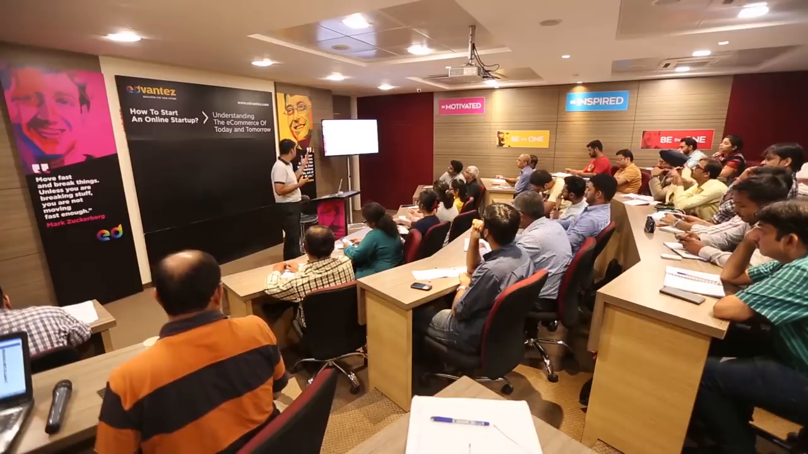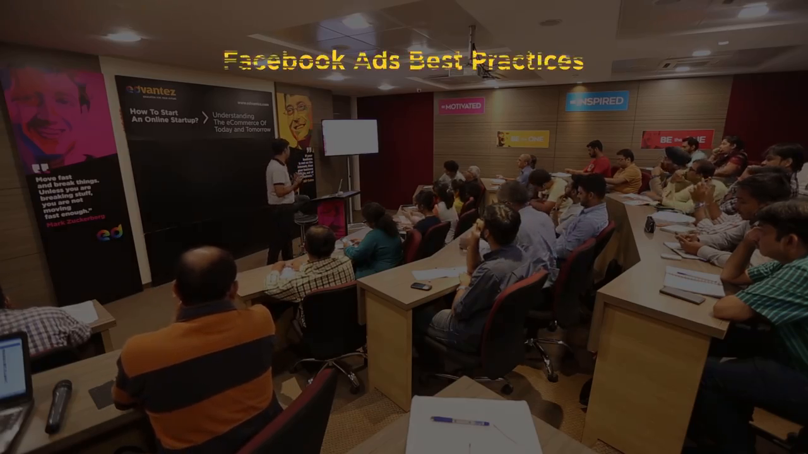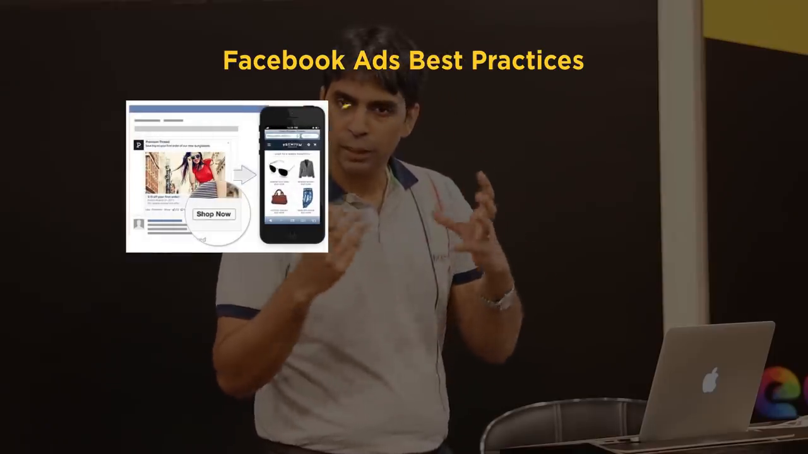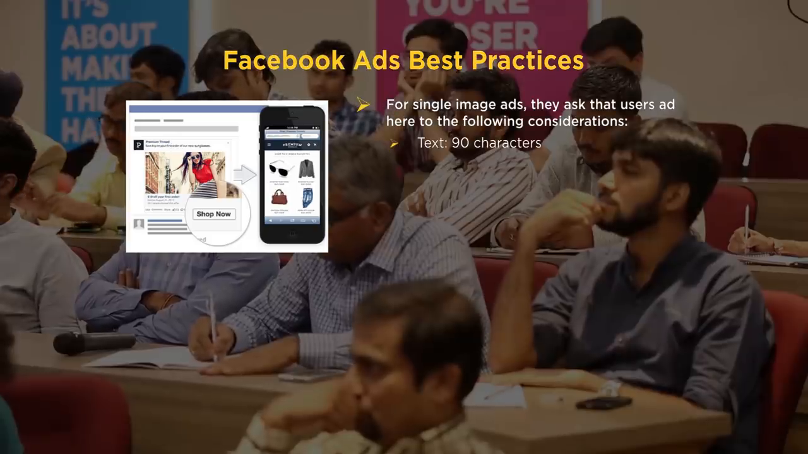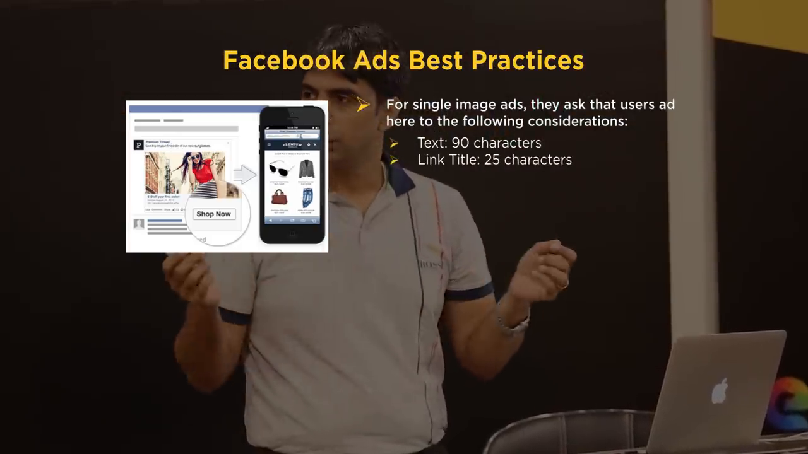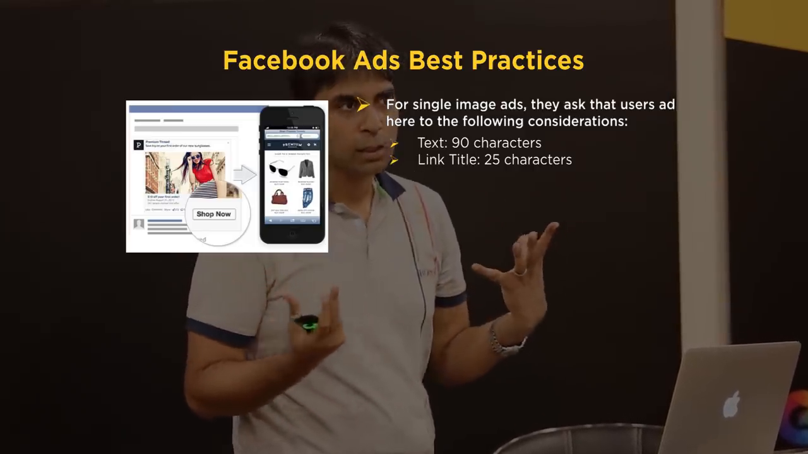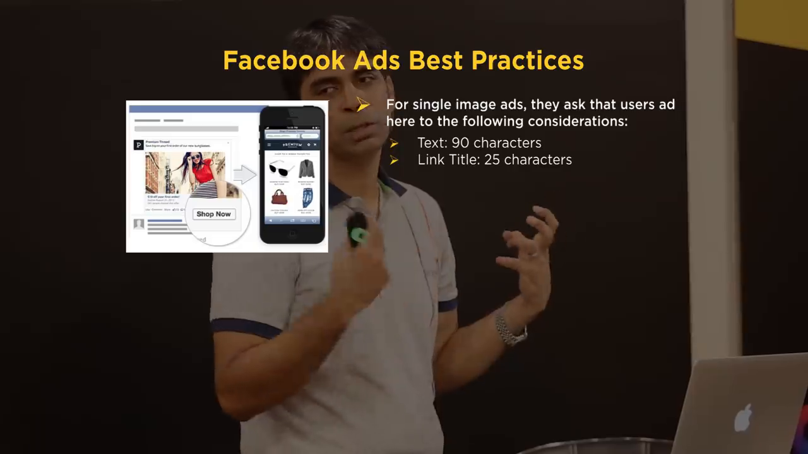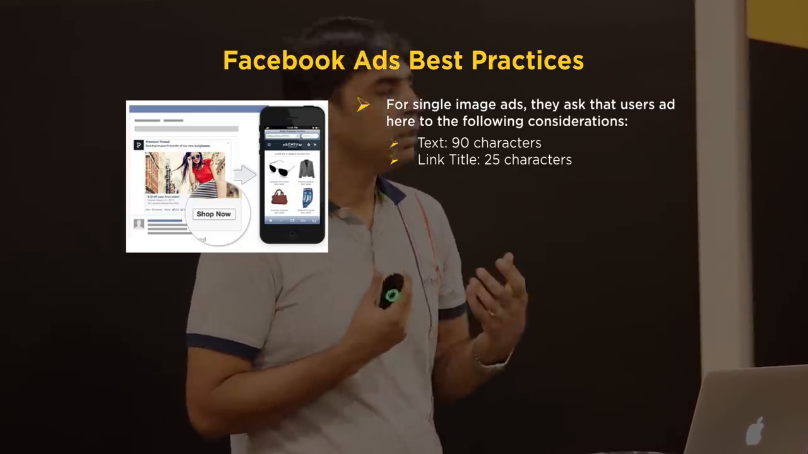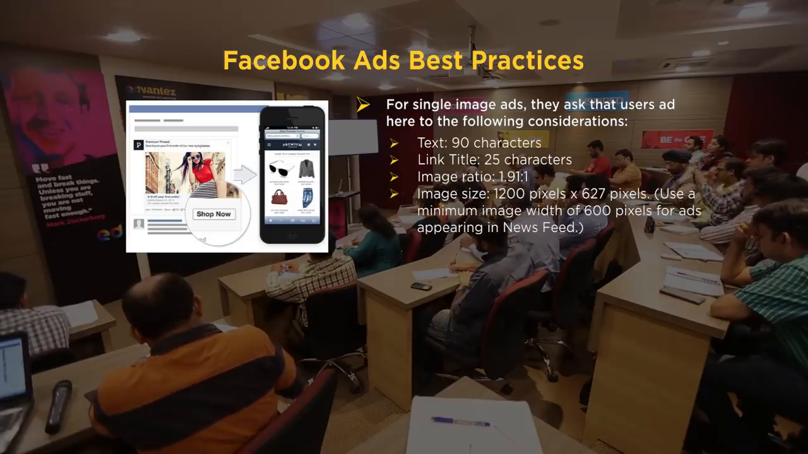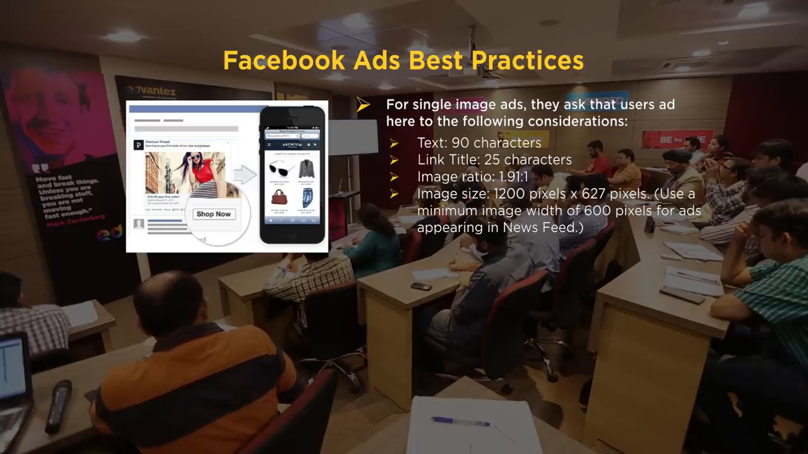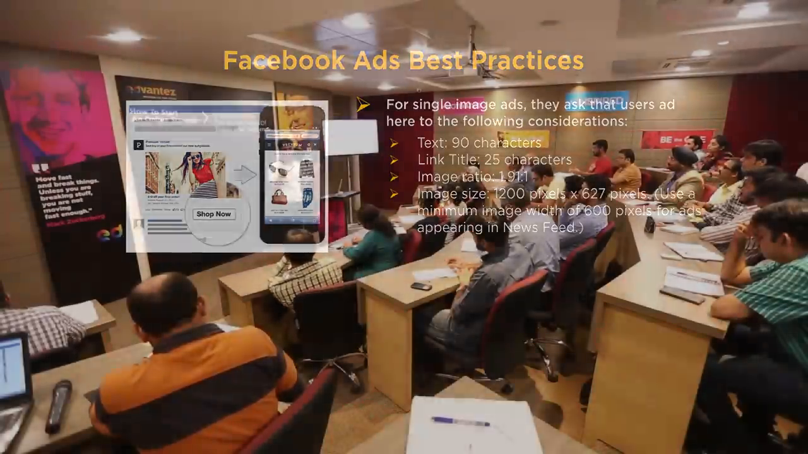Okay, this one, let's do quickly. This way you can actually find most places. There are some best practices around images. When it's an image ad, let's say you're putting an image, they say that the text should not be any more than 90 characters, okay? Link title, which is the link of the website, should not be more than 25 characters. They're basing all of this on what is best to view, okay? Image ratio is that image size can be 1200 pixels by 627, okay? Minimum image width has to be 600 pixels. Again, they have all these requirements written down. We've just put it out there for you to see.